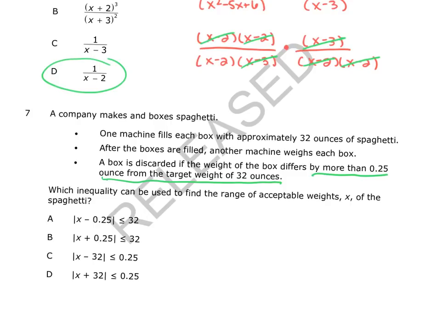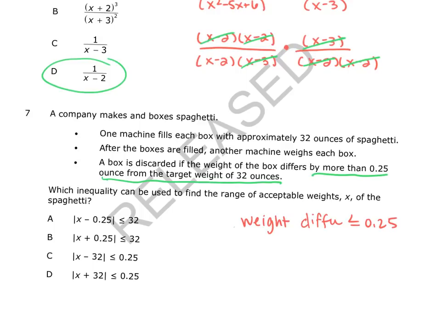So we know it's absolute value because it could be off in either direction from the weight. So as I'm looking at this, it says the weight, okay, can't differ. The difference of the weight has to be not more than, less than or equal to the 0.25.